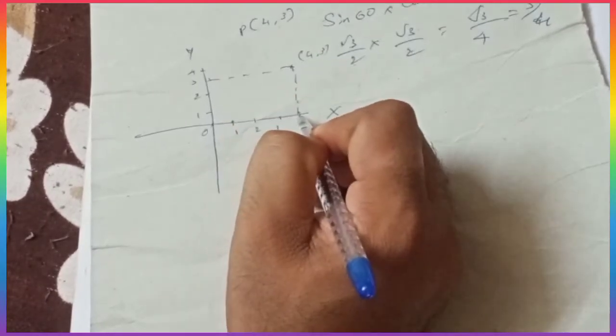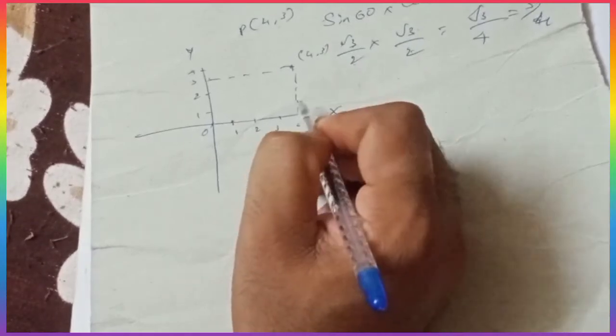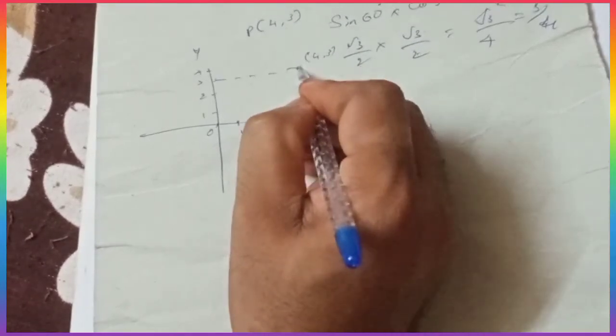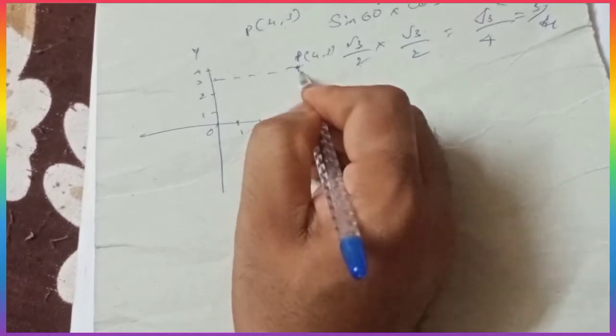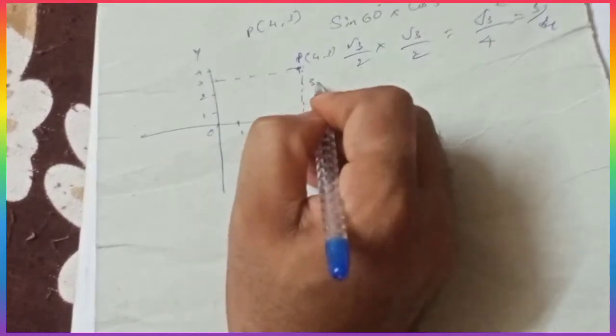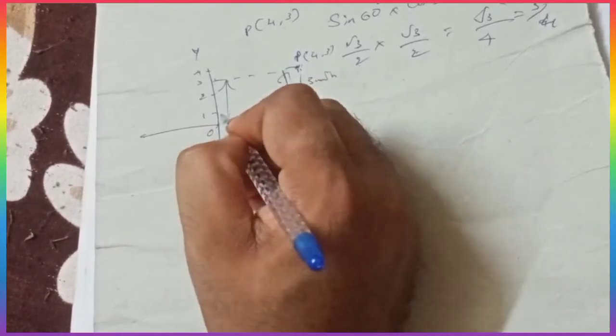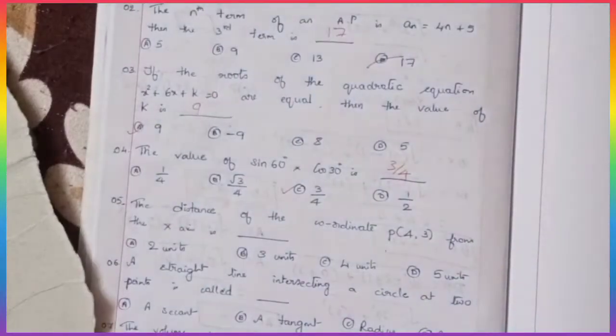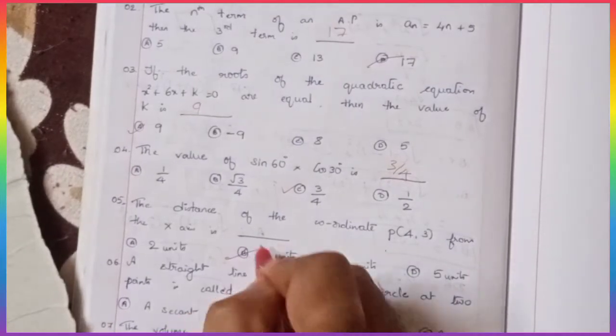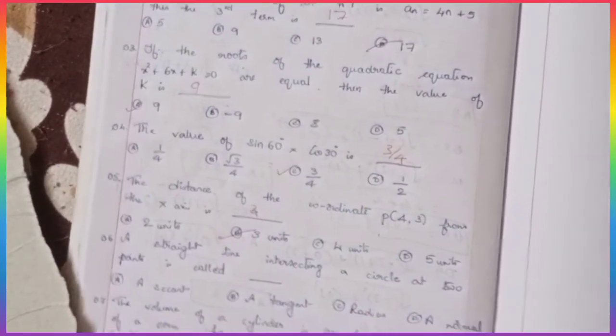The distance from x-axis is, what is the distance up to this point from x-axis? The distance is 3 units. You can see here the distance is 3 units, 1, 2, 3. So the correct option is option B, 3 units.